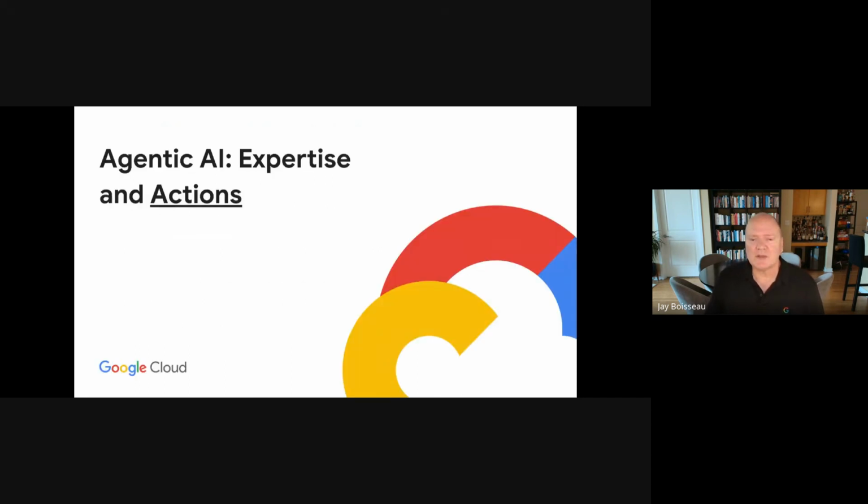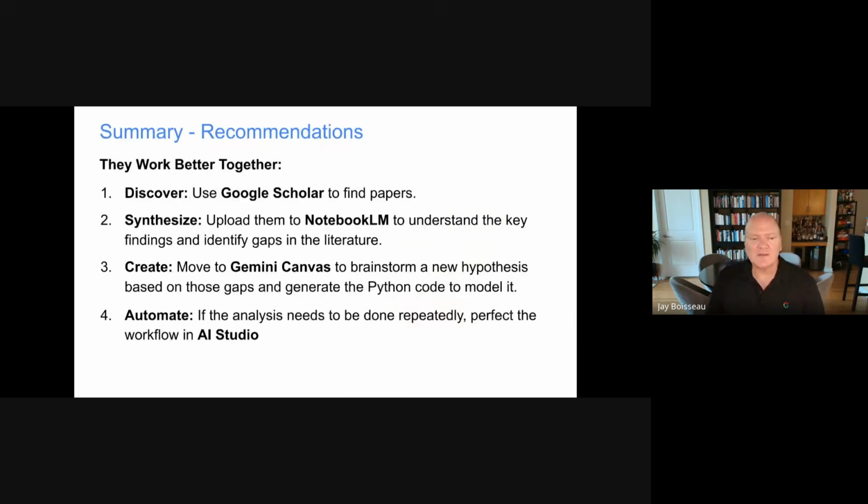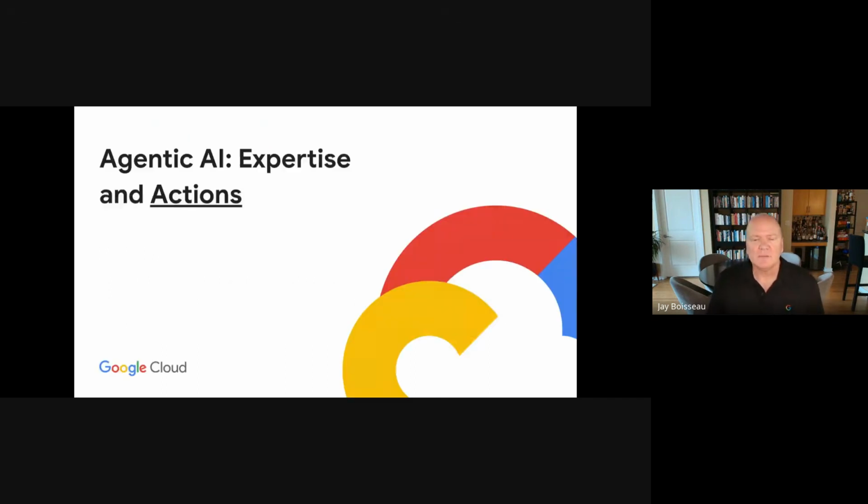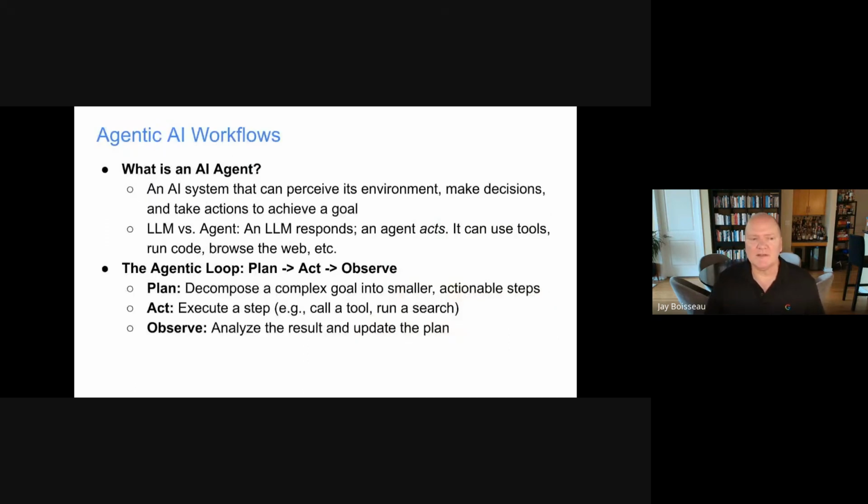Now I'm going to talk to you a little bit about agentic AI. And this is expertise in action. So this workflow, I hope that you will experiment with this between now and the next session. Try out NotebookLM and Google Canvas in particular, and I hope you'll play with AI Studio as well. But agentic AI can add even more capabilities to this because it adds action. So an agent is an AI system that can perceive its environment, make decisions, and take actions to achieve a goal.